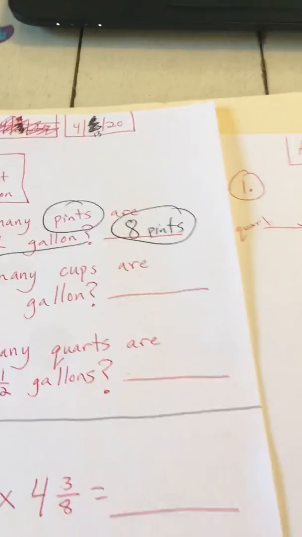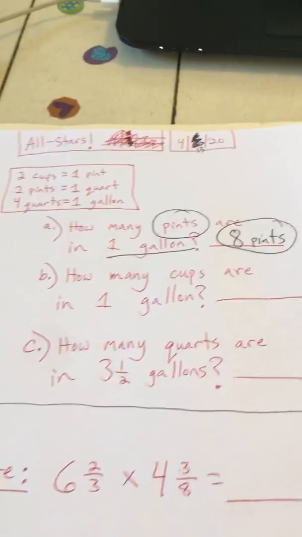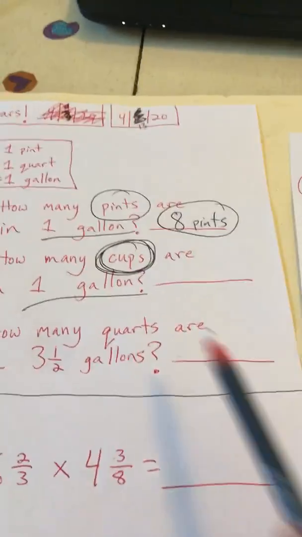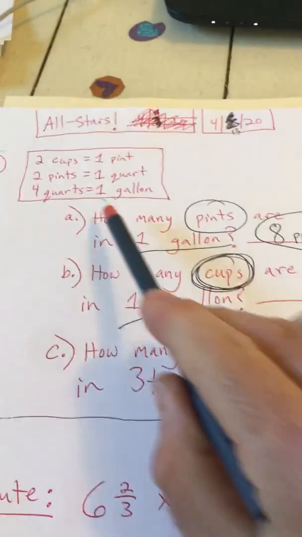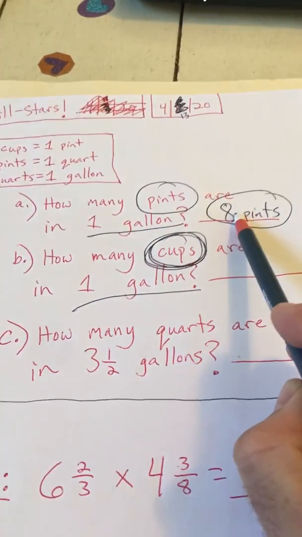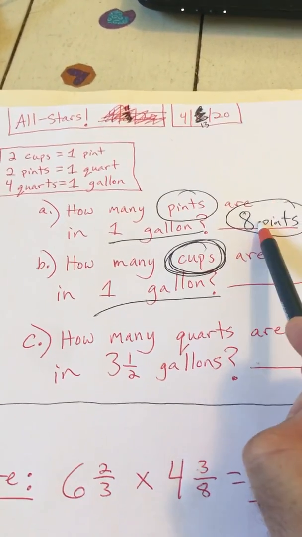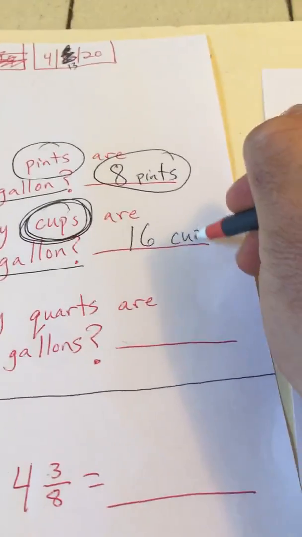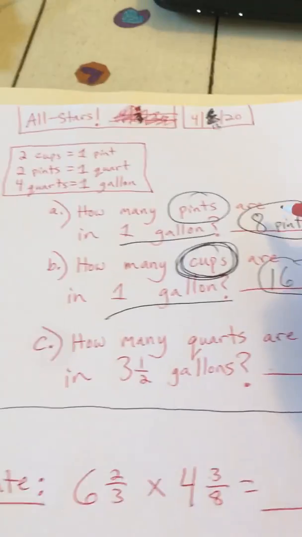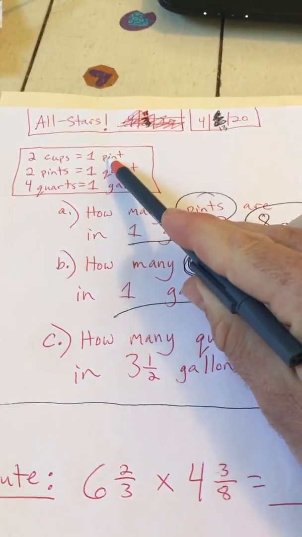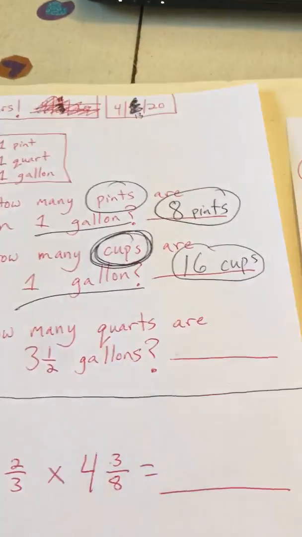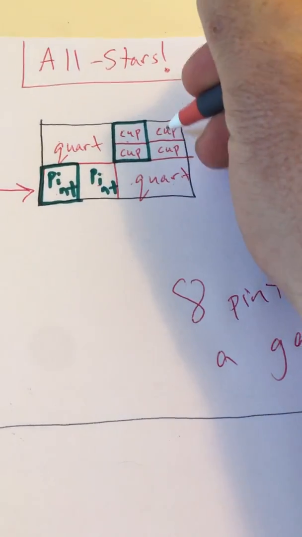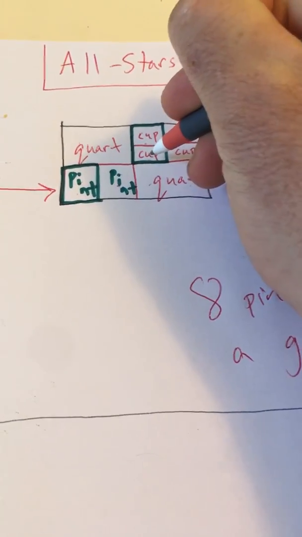Okay, so there's part A. We're going to use the same model to do part B. How many cups are in a gallon? So now if there's 2 cups in every pint, we can just do 8 times 2, because 8 pints times 2 cups per pint, the answer is going to be 16 cups. We just did the 8 pints times 2 cups for every pint. 8 times 2 is 16 cups, but I'll show you using the model. If this pint was 2 cups and this pint was 2 cups, there's 1, 2, 3, 4 cups in every quart.